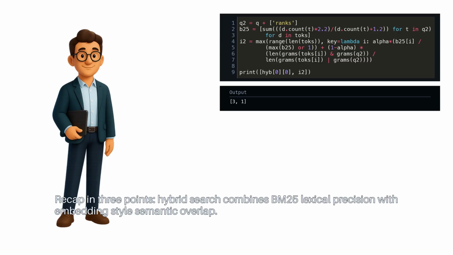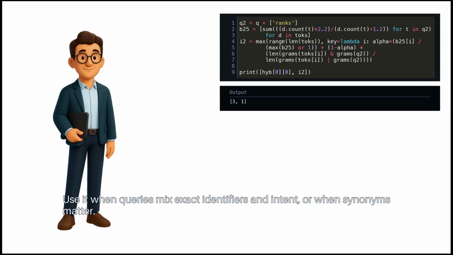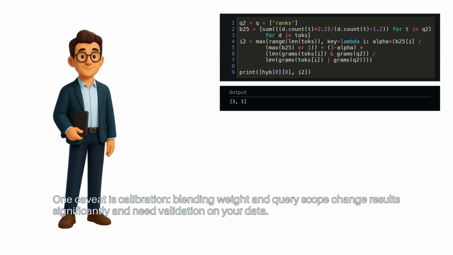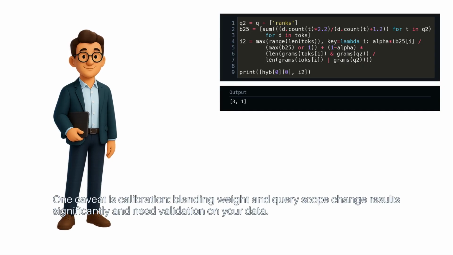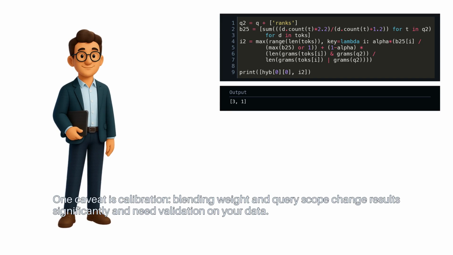Recap in 3 points. Hybrid search combines BM25 lexical precision with embedding style semantic overlap. Use it when queries mix exact identifiers and intent, or when synonyms matter. One caveat is calibration. Blending weight and query scope change results significantly and need validation on your data.